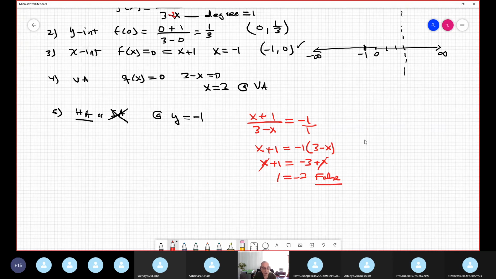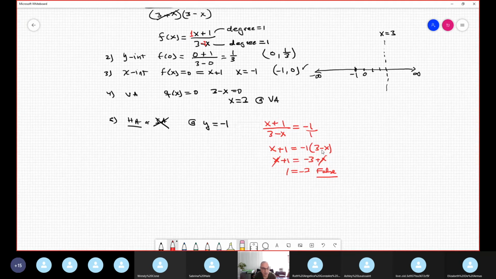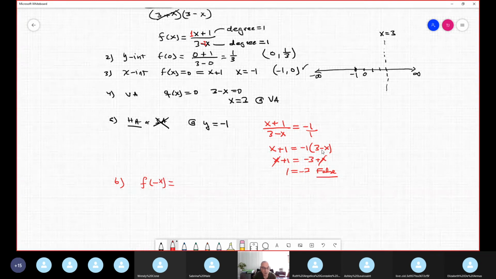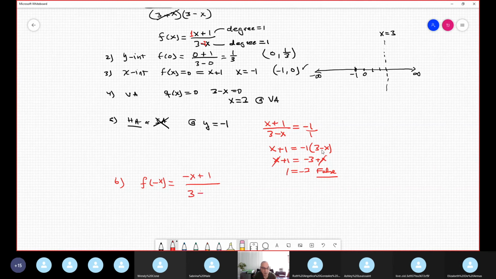Okay, symmetry. It's obvious that we have no symmetry. How do you know that? Because when you make the reflection of the original, you get (-x plus 1) over (3 plus x), which is completely different from the original. So it is not even, and not an odd function. It's neither. That means that the negative part and the positive part behave completely differently.